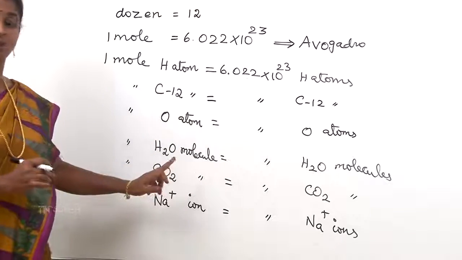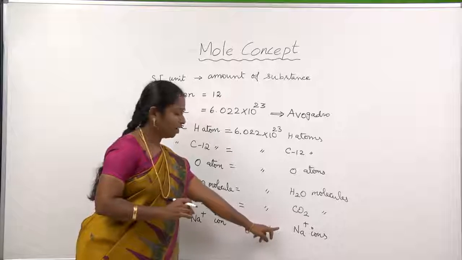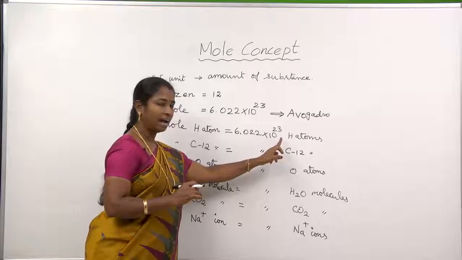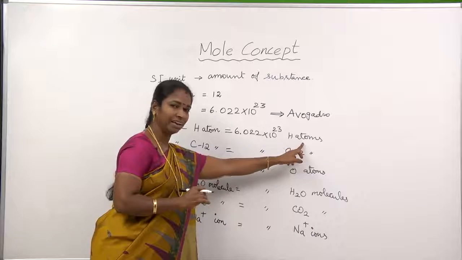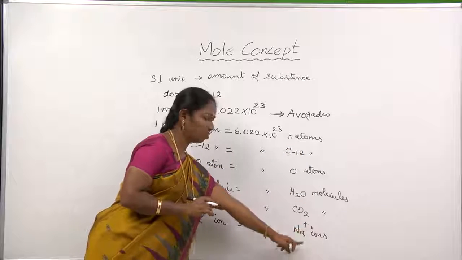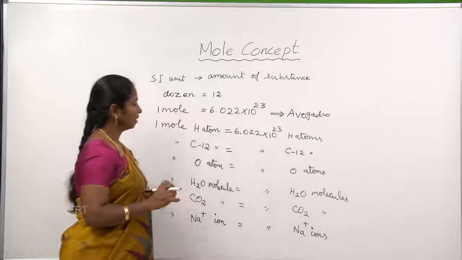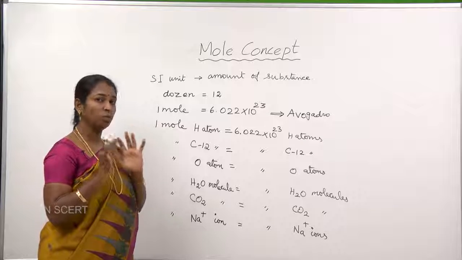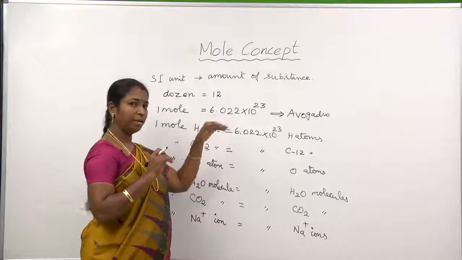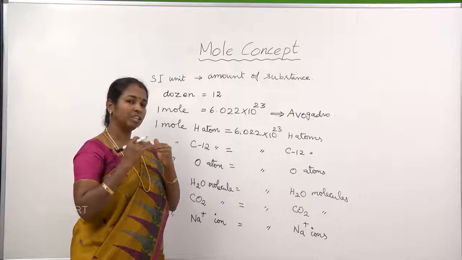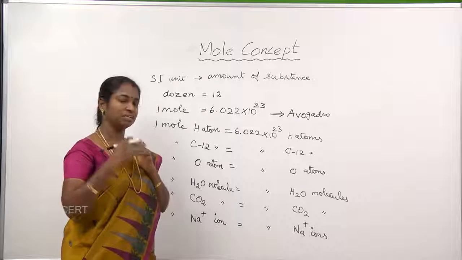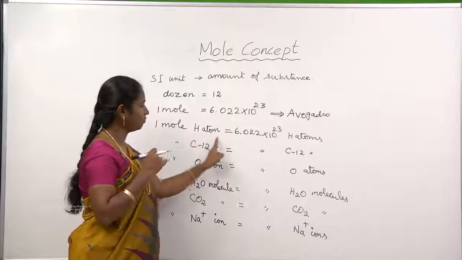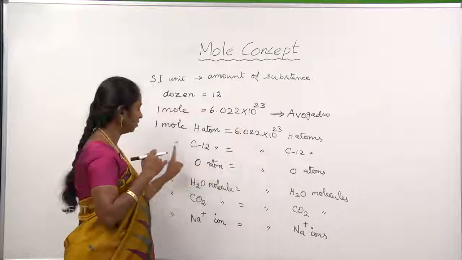So from this, what do you understand? 1 mole of any substance contains the Avogadro number of ultimate particles. The particle may be an atom or molecule or ion, is it not? Now, each substance has its own mass. You know 1 dozen pens has a different mass, 1 dozen roses has a different mass, 1 dozen apples has a different mass, is it not? Similarly, the mass of 1 mole of hydrogen atoms is different from the mass of 1 mole of carbon.